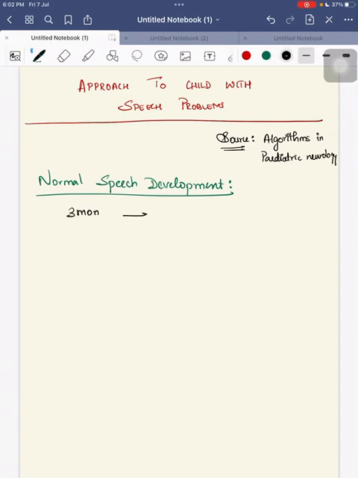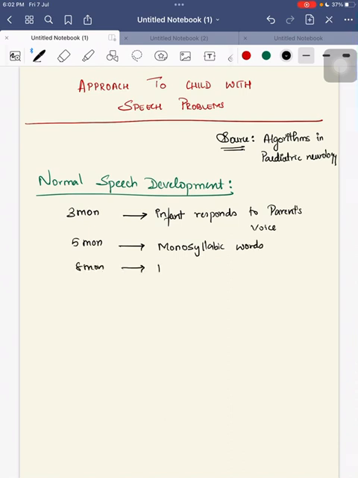At 3 months of age, the infant responds to the parent's voice. At 5 months, the child starts to speak monosyllabic words. At 8 months, the child babbles. At 1 year of age, so to remember easily, at 1 year, the child speaks one word.